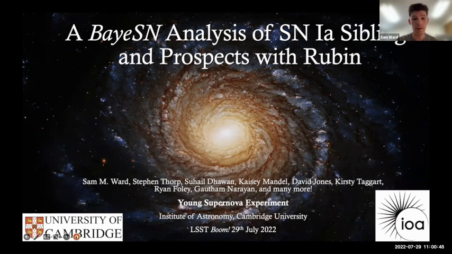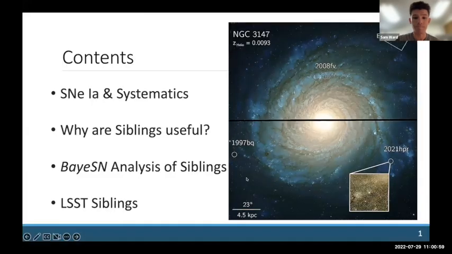I work with Case Mandel, Stephen Thorpe, Zahil Dewan, and many different international collaborators as part of the Young Supernova Experiment. So today I'm going to be telling you about a BayeSN analysis of Type 1a supernova siblings and prospects with the VRC Rubin Observatory. This is a talk about supernovae which go off in the same host galaxy, and when this happens we refer to the supernovae as supernova siblings.